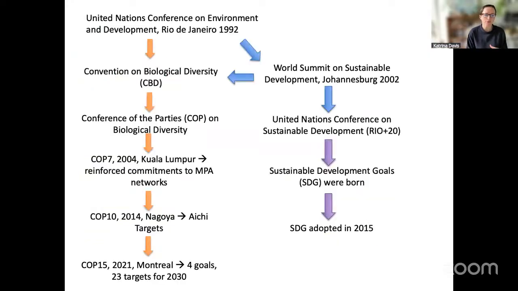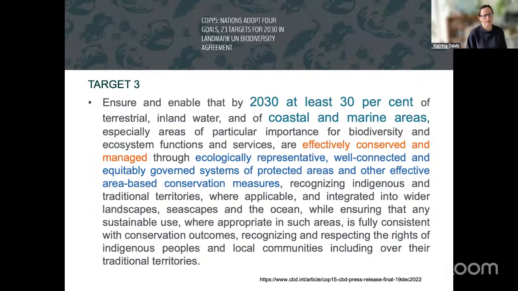Now, of course, the most recent targets come not from the Aichi targets, but from the Montreal targets from COP15. There was another set of 23 ambitious targets for 2030. They're all quite long and wordy. This is target 3, and the important one here is that this is for terrestrial, inland, and coastal and marine areas. We've got the same target now: we wanted 30% of these areas protected. Importantly for us today, these areas were supposed to be effectively conserved and managed. We wanted effectively conserved and managed marine protected areas, and we needed these to be ecologically representative, well-connected and equitably governed systems, or other effective area-based conservation measures.